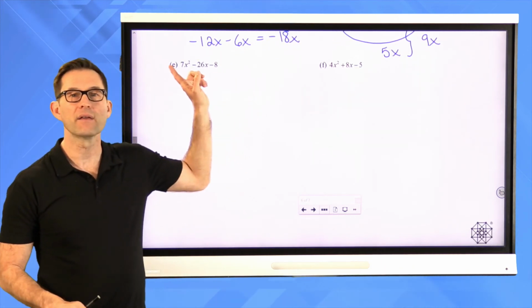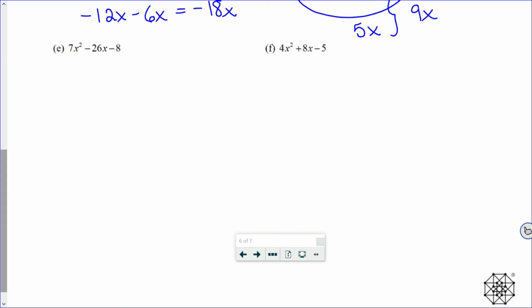One where that leading coefficient is prime, 7x squared. All right, 7x squared minus 26x minus 8. Now, we've got no choice, right? It's got to be a 7x and an x. The 8 is where we get some choice, right? 8 could be 1 times 8, it could be 2 times 4. One's got to be positive, one's got to be negative.